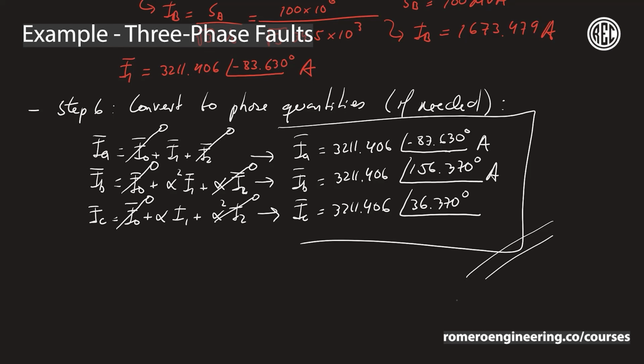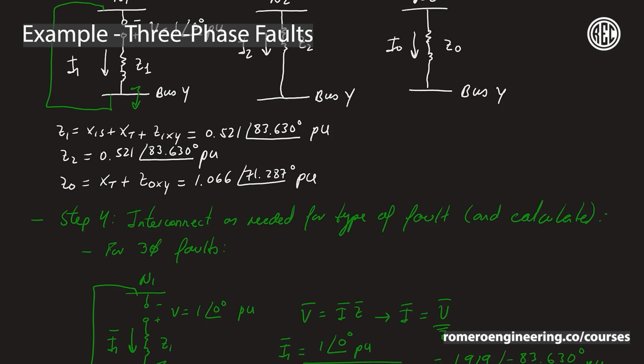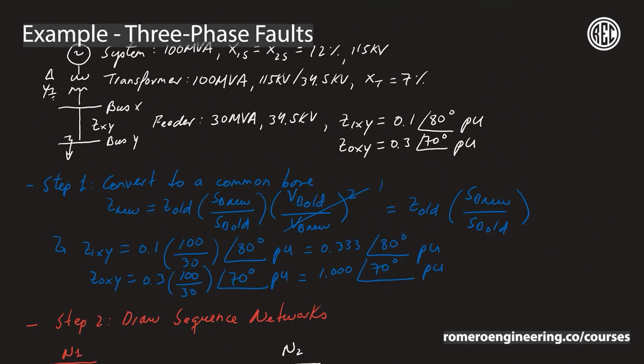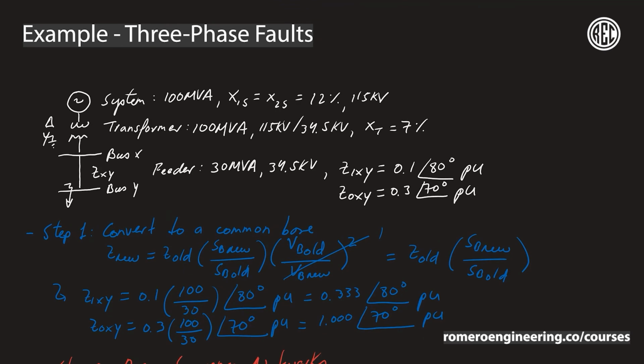Again, I mentioned this before, but for these equations, we're assuming an ABC rotation system, meaning that B phase is lagging and C phase is leading the A phase. So as you can see, this is a very thorough example. Again, we have our example power system over here at the top, where we have a system, transformer, a bus, actually two buses connected by a feeder, and we're faulting the second bus, so bus Y in this example.